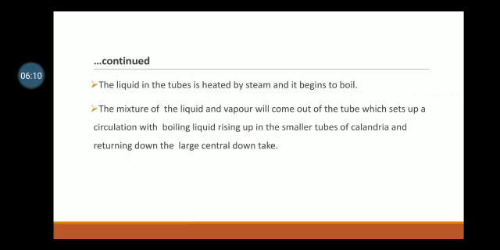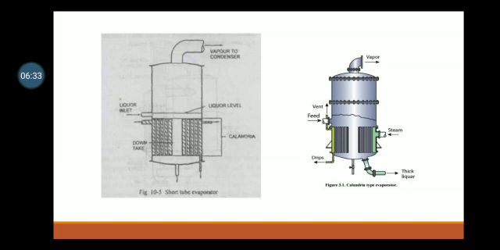The liquid in the tubes is heated by the steam and it begins to boil. The mixture of the liquid and vapor will come out of the tube, which sets up a circulation with boiling liquid rising up in the smaller tubes of the calandria and returning down the large central downtake. So this is a diagram of the short tube evaporator.